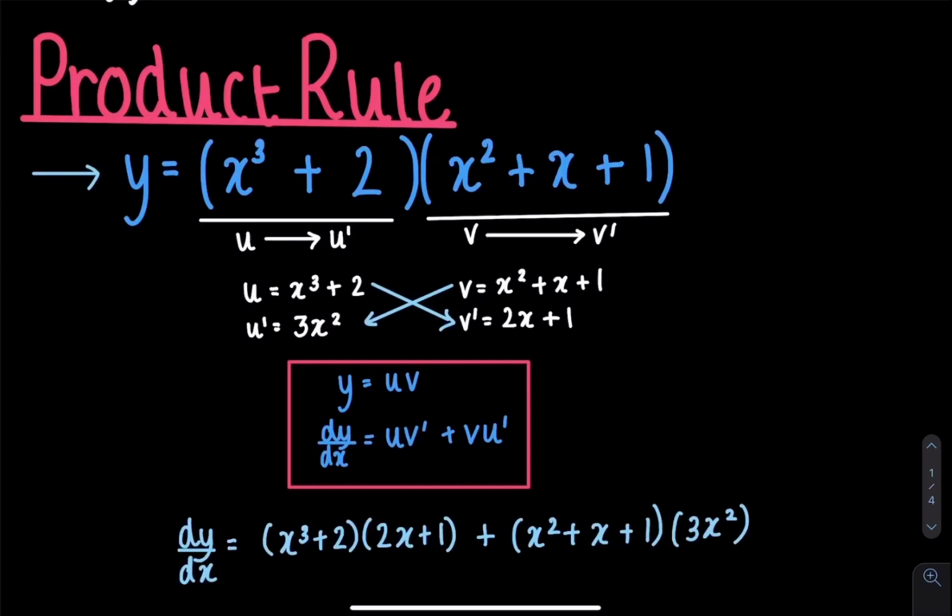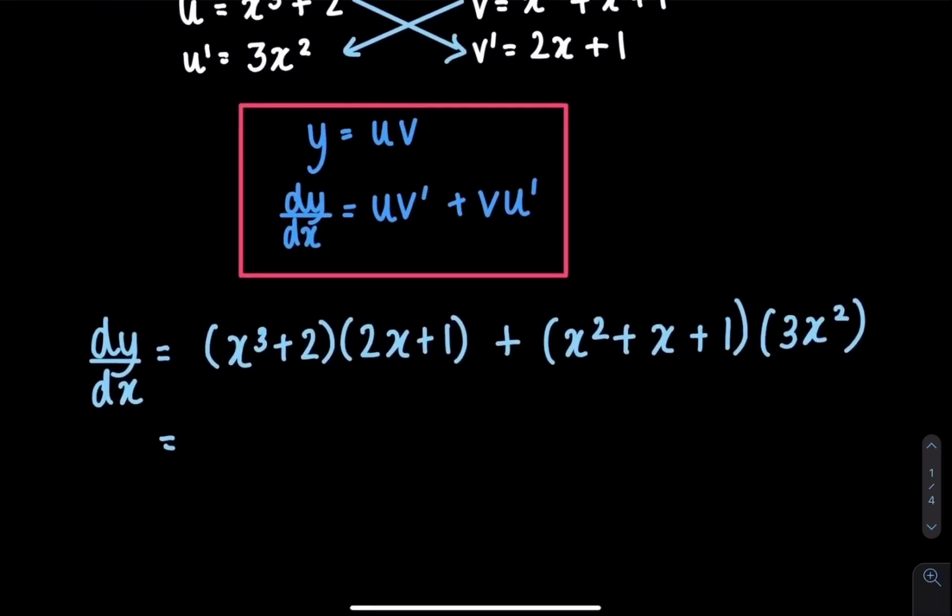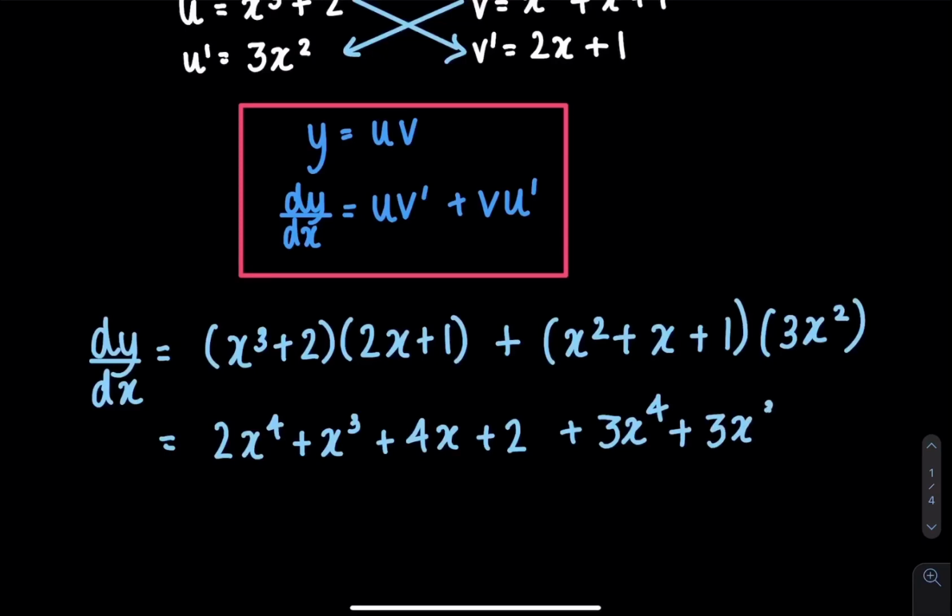Then you can expand these and simplify, so let's do that. If I expand these, I'm going to get 2x to the power of 4 plus x cubed plus 4x plus 2. I'm just expanding the brackets. And here we'll have 3x to the power of 4 plus 3x cubed plus 3x squared.